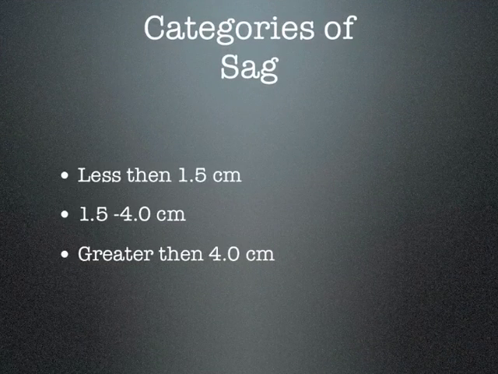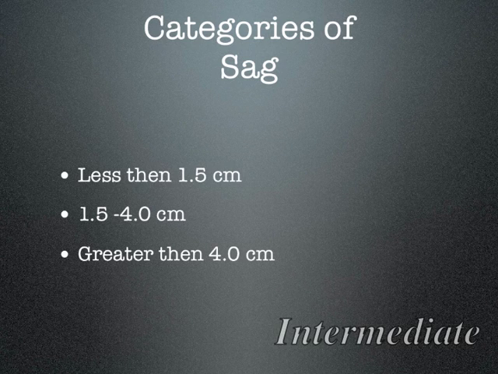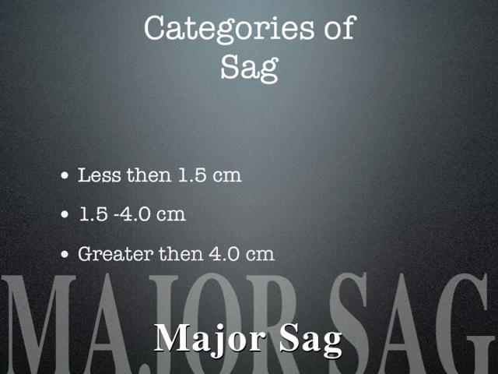There are different categories of sag, and this is the key point of this little discussion. If the sag is less than 1.5 centimeters, it's considered minor sag. If it's 1.5 to 4 centimeters, it's considered intermediate sag. And if it's more than 4, it's considered major sag. So why is that important? And I'm just going to use an example.